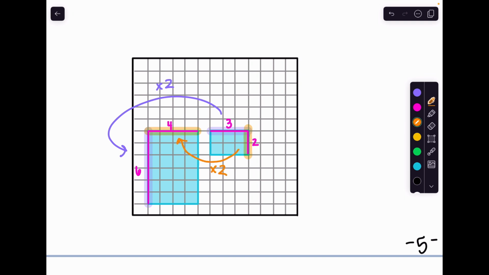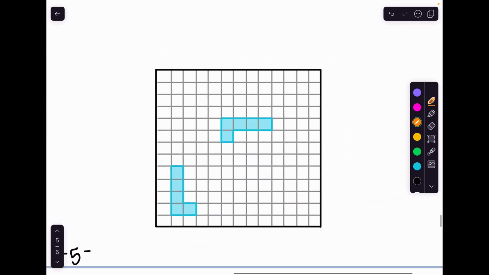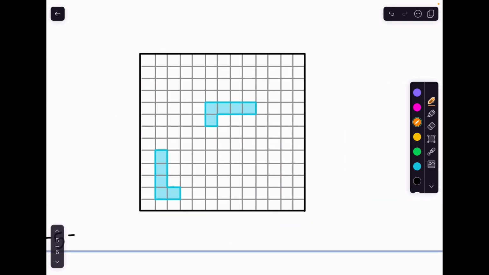So these ones are going to be similar. I've multiplied both side lengths by something. It's just happened to be that they're rotated. But because they are not exactly the same, they are not congruent. Okay. Let's try one more of these.